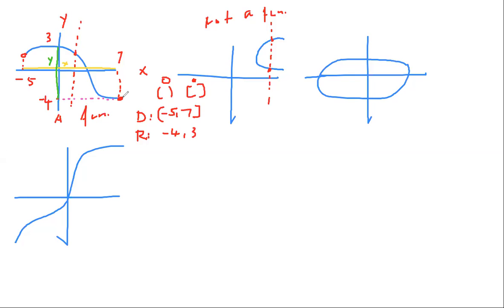That's right, because we don't have a circle. So that's included. Do we use a bracket or parentheses for -4? It's supposed to include it, so it's a bracket. Right. There's no open circle, so it's a bracket.